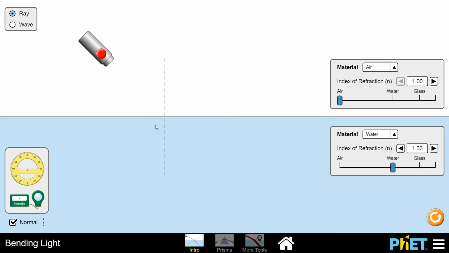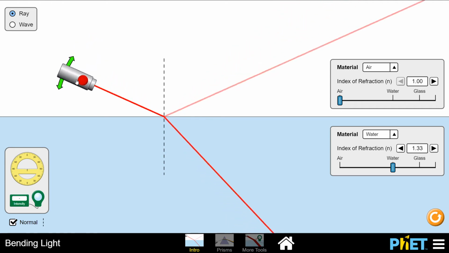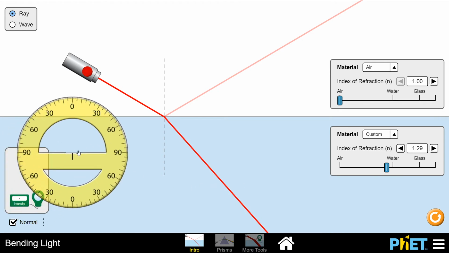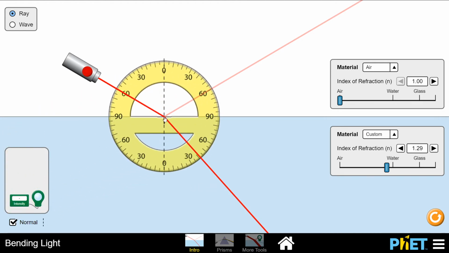We are presented with an interactive dashboard where a virtual laser can be turned on, rotated, the properties of the material changed. We can also use a protractor to measure the angles. This feature would be quite useful for students who wish to verify the results of their calculations.